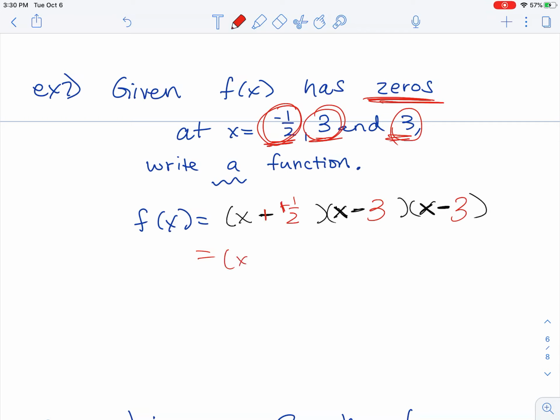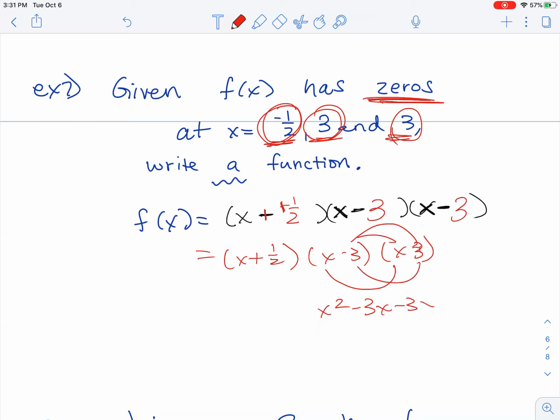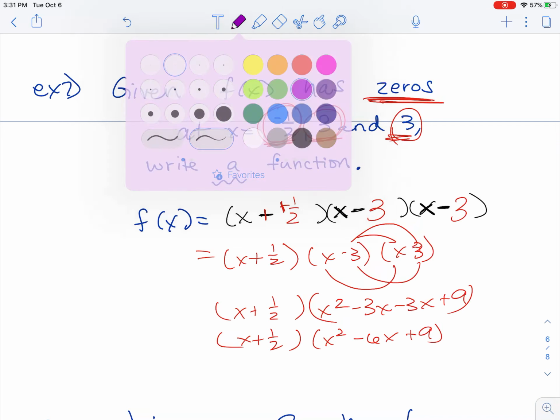And then we're going to go ahead and simplify. So I'm going to FOIL these out. And when you FOIL, you can only do 2 at a time. So I'm going to do these 2 first. First, outer, inner, last, we get x squared minus 3x minus 3x plus 9, which is x squared minus 6x plus 9. And we're going to multiply it with x plus 1/2.